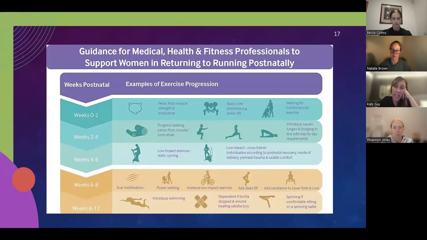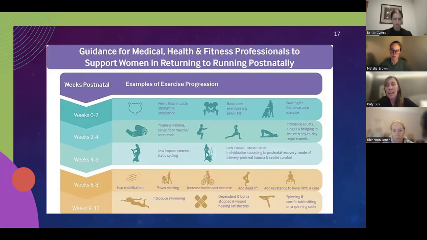So this is another example of what Moving Medicine have basically built on, which was a systematic review. So again, all evidence-based. This is for running, but you can see that cycling comes down here kind of week 6 to 8. You start doing low impact exercise and start increasing it. And then weeks 8 to 12, you might want to start thinking about spinning, depending on comfort levels. Okay, but we want to start nice and slowly.